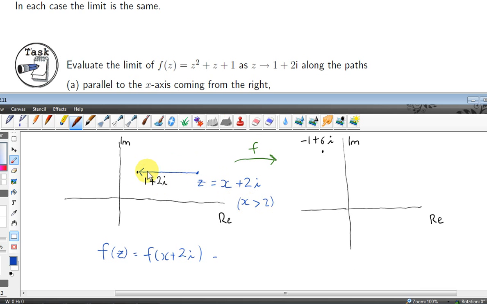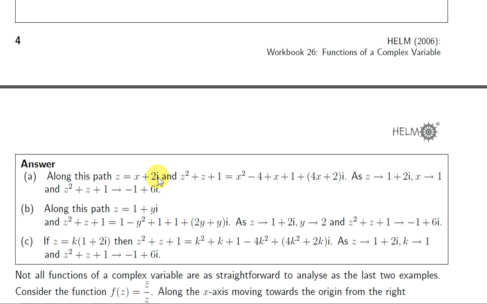So we need to calculate f of z. Well, that's just f of x plus 2i. So we just plug x plus 2i in for z in our function. We gather up the terms that don't involve i. All those terms constitute the real part. So the real part is x squared minus 4 plus x plus 1. The imaginary part is 4x plus 2.